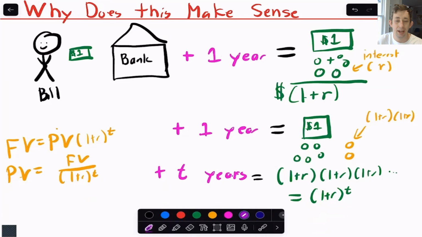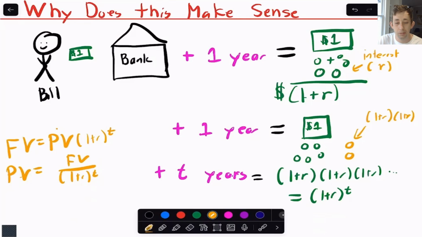So how much does Bill have in his bank account right now? He has 1 times 1 plus R, because he put in a dollar, and he's getting 1 plus the interest rate. If he keeps that money in the bank for an extra year, well, that 1 plus R is now earning interest, so he gets 1 plus R on that 1 plus R, which is going to be 1 plus R squared. And if he keeps it in for T years total, then what he's going to have is 1 plus R times 1 plus R times 1 plus R, which is going to be 1 plus R raised to the T.